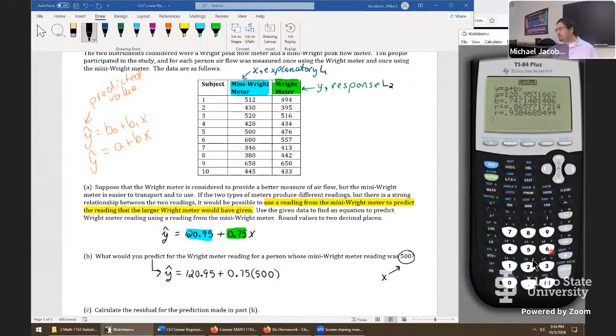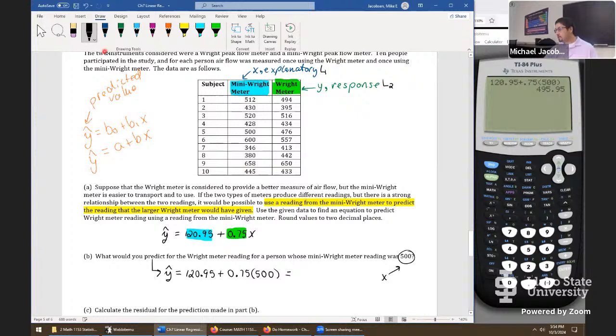So back in the calculator, type in 120.95 plus 0.75 times 500. I got from that, and looks like there's no need to round, I'll just keep the full precision, 495.95. So that's what we would have predicted the person's value would have been if they used the larger, more clunky, harder to transport device, which is more accurate. That's kind of fantastic in a way.